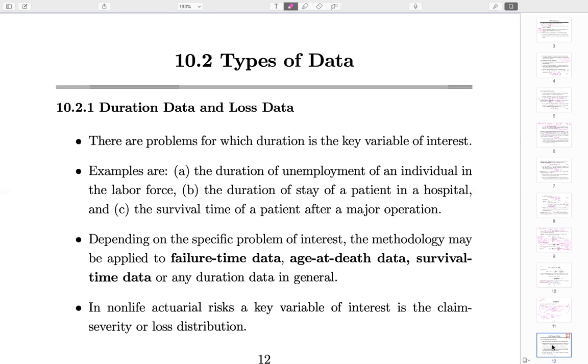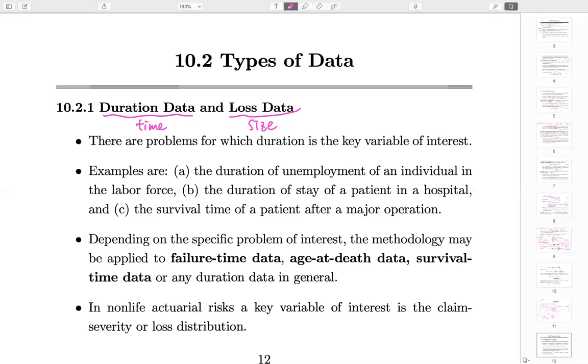So to us, or to people in actuarial science, two types of data usually are duration data and loss data. So basically, the first one is about time. The second one is about size, right? Duration, like the duration of employment, the stay at a hospital, the survival time of a patient after a major surgery, etc.